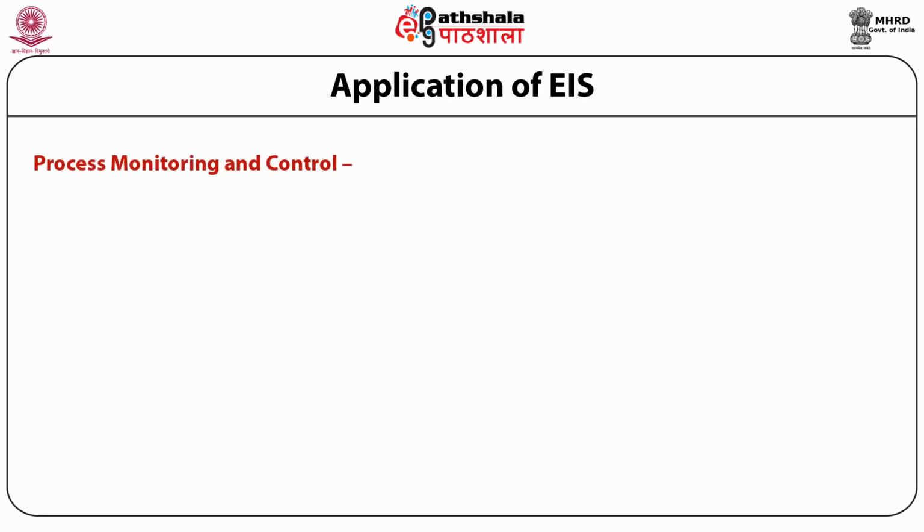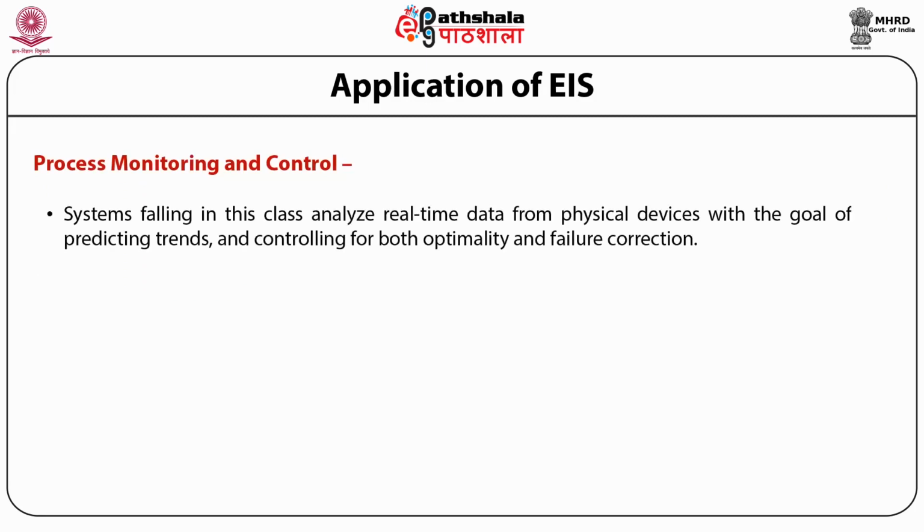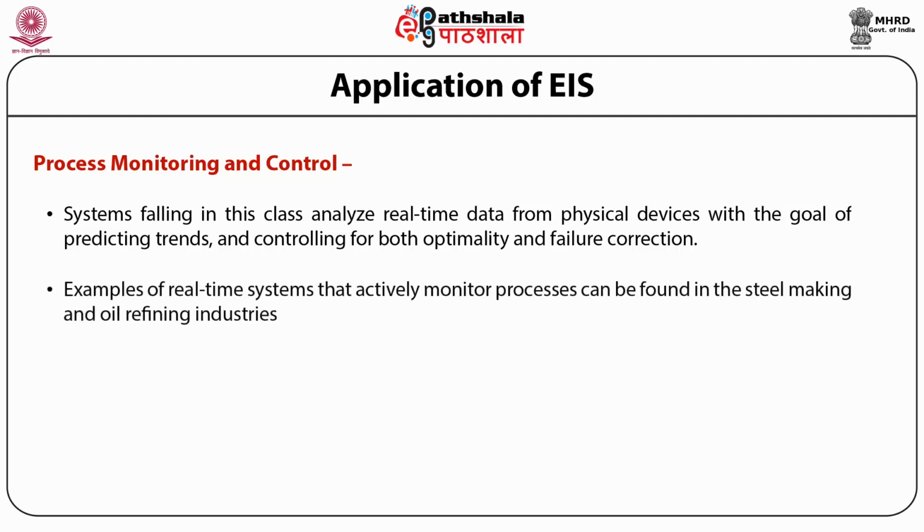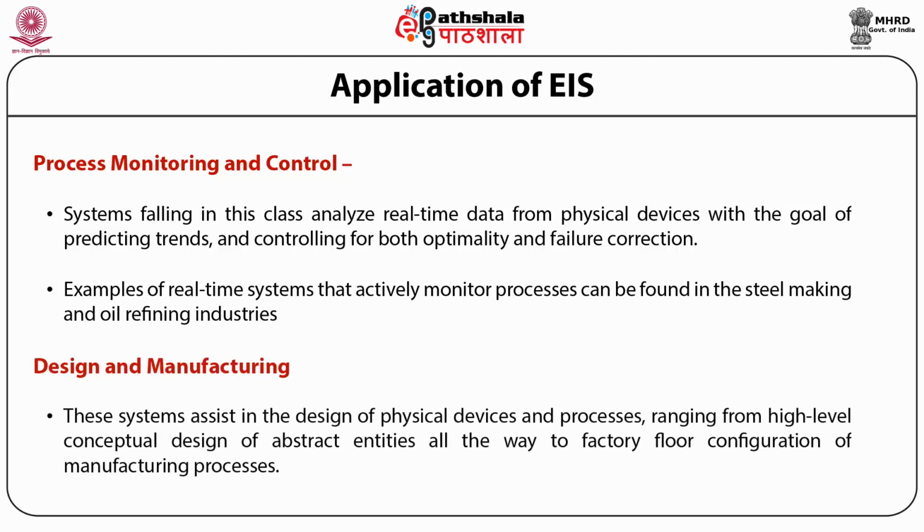Process monitoring and control. Systems falling in this class analyze real time data from physical devices with the goal of predicting trends and controlling optimality and failure corrections. Examples of real time systems that actively monitor processes can be found in the steel making and oil refining industries. Design and manufacturing. These systems assist in the design of physical devices and processes, ranging from high level conceptual data of abstract entities all the way to factory floor configuration of manufacturing processes.